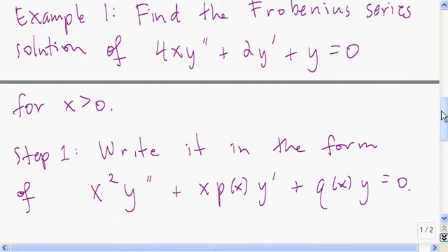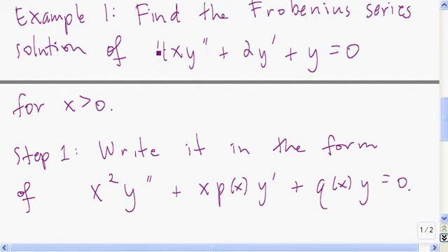So the first step is to take our differential equation, having checked that x equals 0 is a singular point, in which case the regular series method won't work. If x equals 0 is a regular singular point, then we'll write it in the form x squared y double prime plus x p of x y prime plus q of x y equals 0. So let's go ahead and write this one in that form.